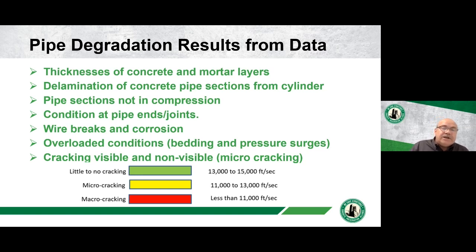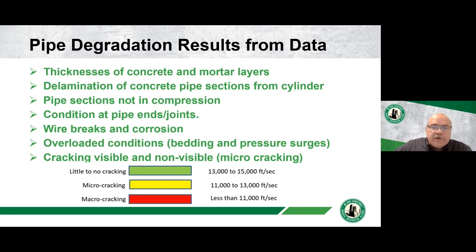Is the pipe in general in compression or is it not in compression? If it's not in compression, the wires have been compromised. The condition of the pipe at the ends and the joints is very, very important. If there is a wire break, there's probably some corrosion going on. There may be a leak associated with that, and that corrosion can continue to worsen.